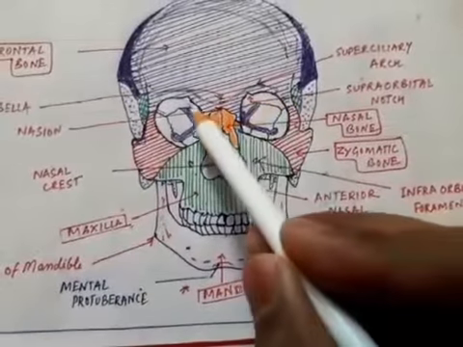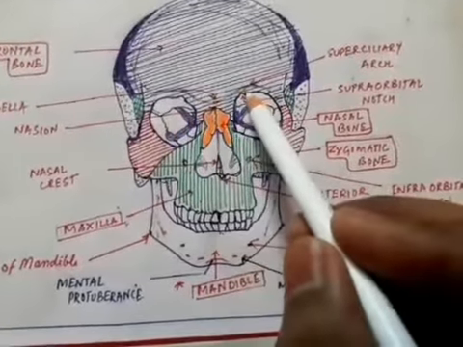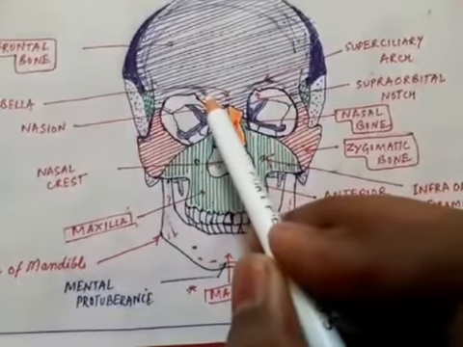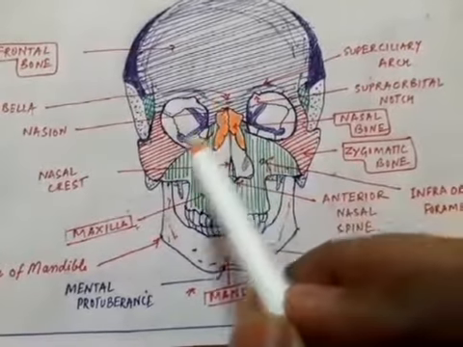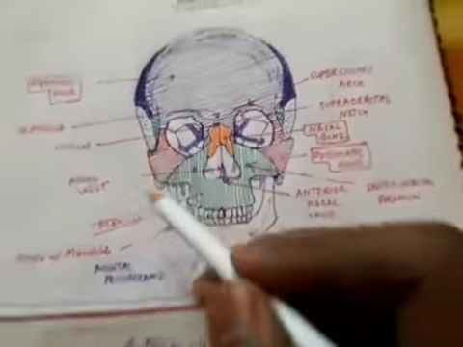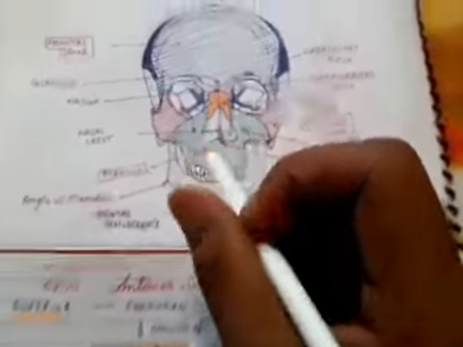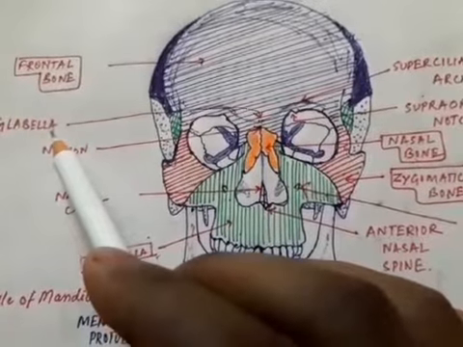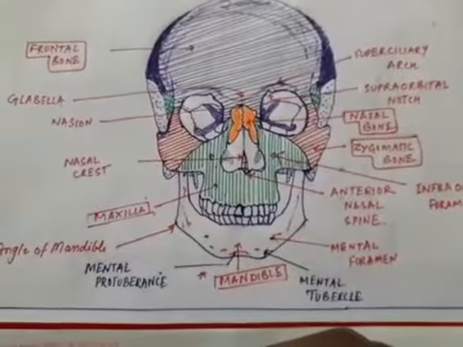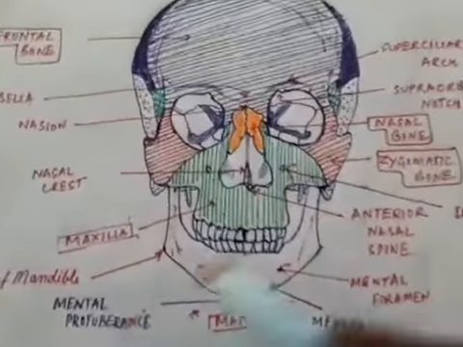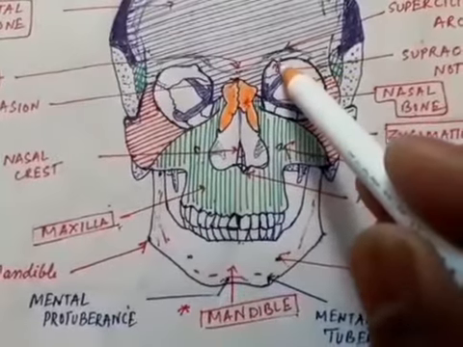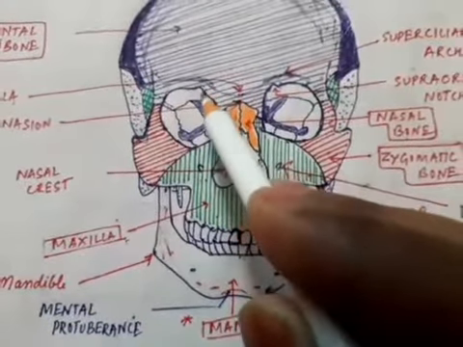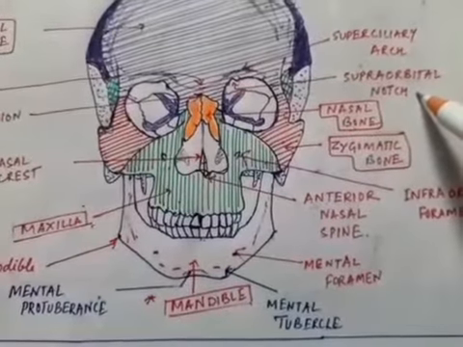Now, just superior to the rim of orbit on each side are the raised superciliary arches. We can see here the superciliary arches, and these are more prominent in men than in women. And between these arches is a small depression that we call glabella. If we will look at the medial part of the superior rim of each orbit, we can find that there is a notch or foramen. This is called a supraorbital foramen or supraorbital notch.